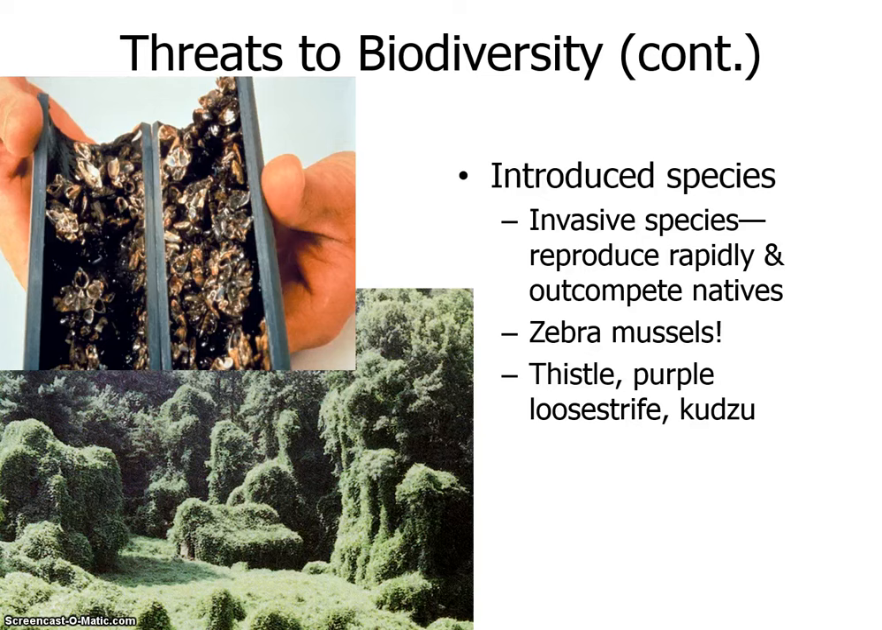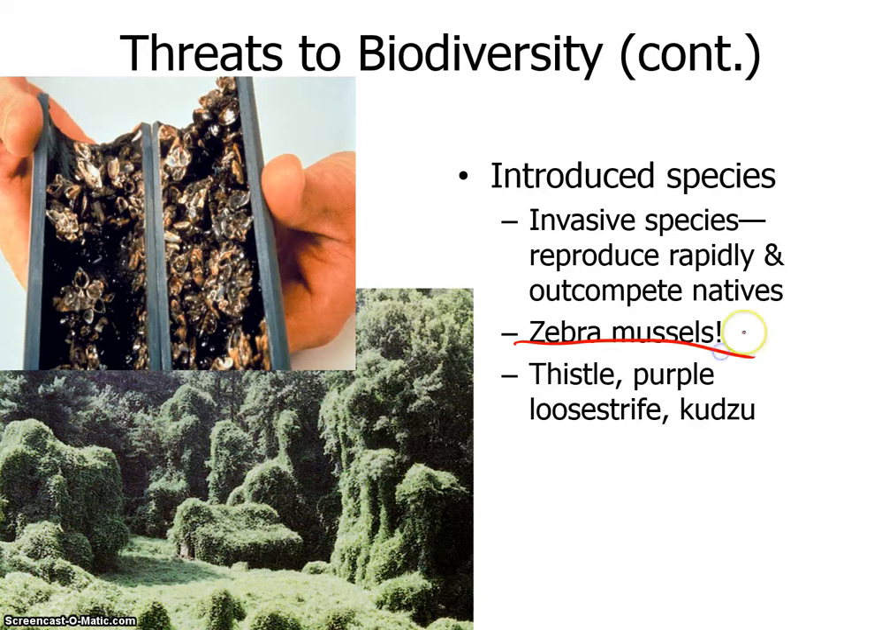Threats to biodiversity. Introduced species can be a big threat. They're invasive species, that's any species that is not native. They reproduce rapidly, and they're going to outcompete the natives, because typically invasive species are really good at reproducing quickly and aren't as specialized to a habitat as a native is going to be. So they're going to be able to take advantage of more resources. If a native can only eat one thing, an invasive species is going to eat that thing and a lot of other things, so they're going to be able to reproduce more and more and more.